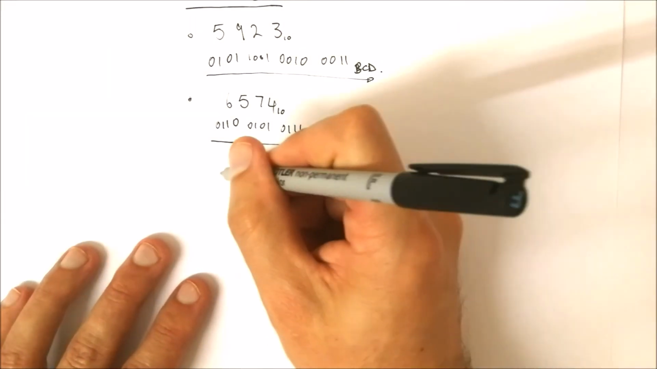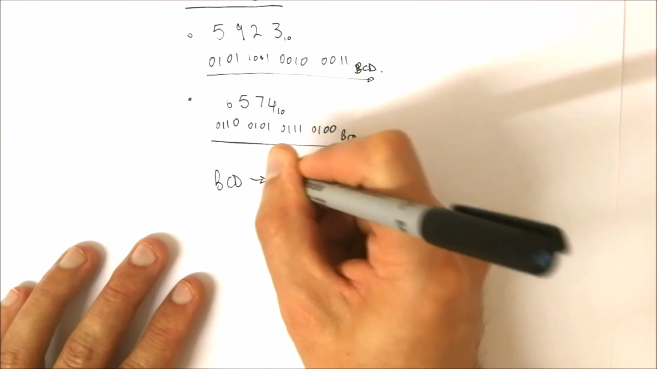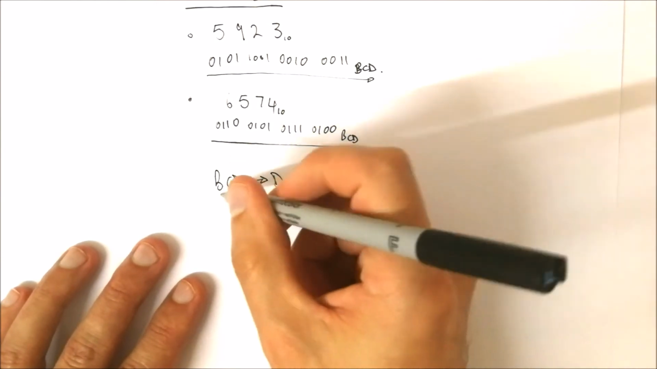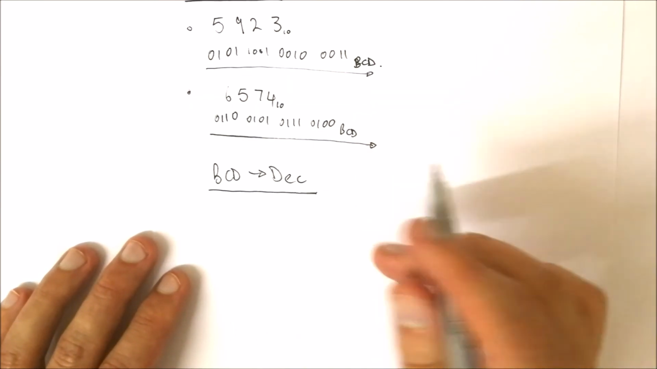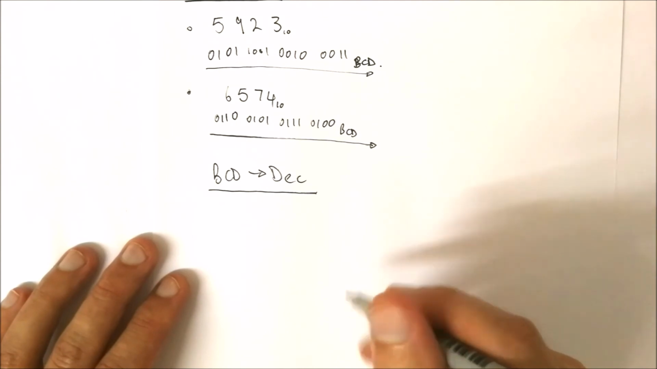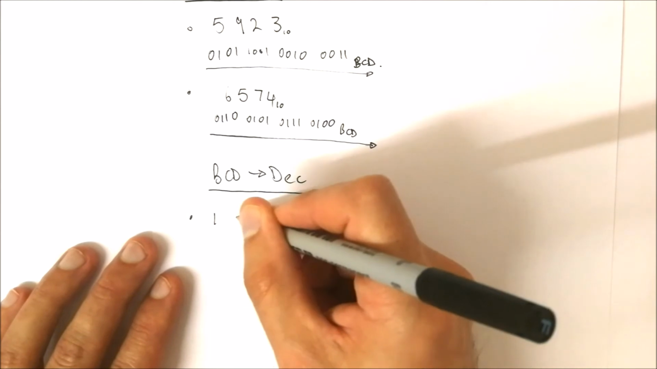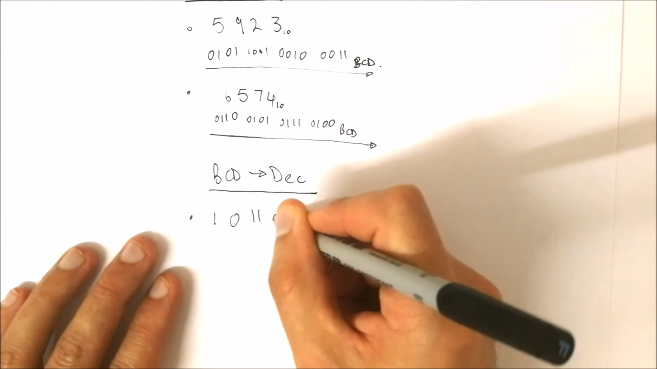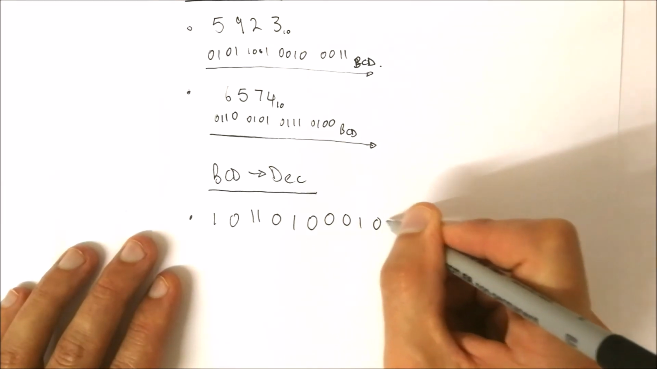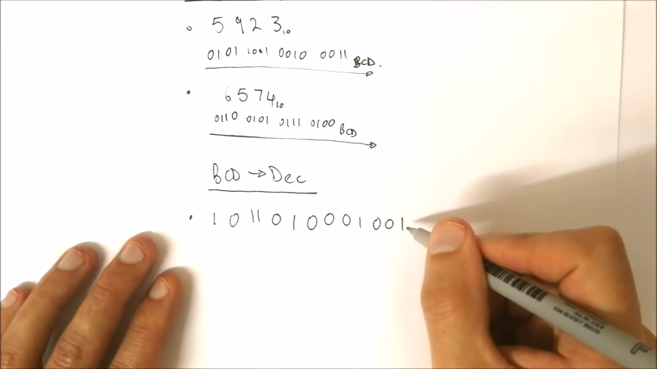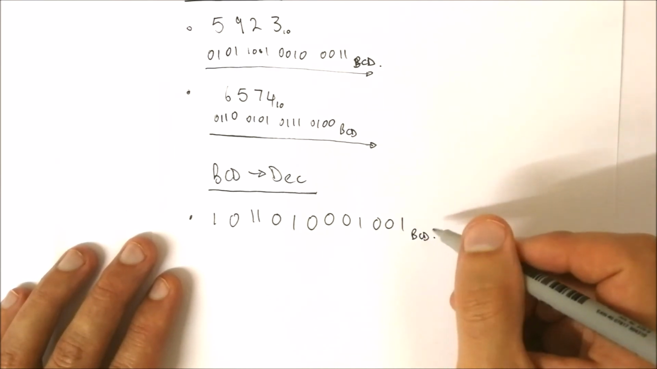Okay, so what would happen if you wanted to convert from BCD to decimal? Let's look at a number of, let's say, 1 0110 1000 1001. This is our BCD number, and we want to convert this into a decimal number.